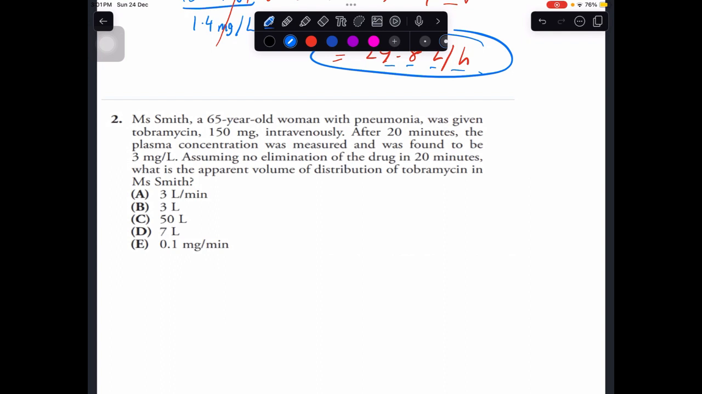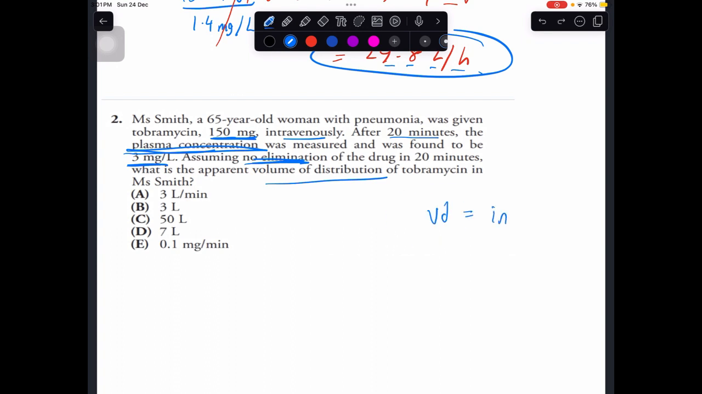Okay, so Miss Smith, a 65-year-old woman with pneumonia, was given this drug, tobramycin. Okay, she was given 150 milligram intravenously. After 20 minutes, the plasma concentration was measured and was found to be 3 milligram per liter. Assuming there is no elimination of the drug, what is the apparent volume of distribution? So here they're asking for volume of distribution. What was volume of distribution?